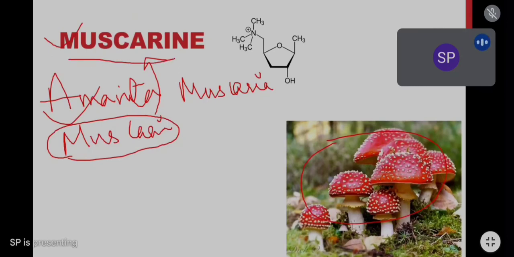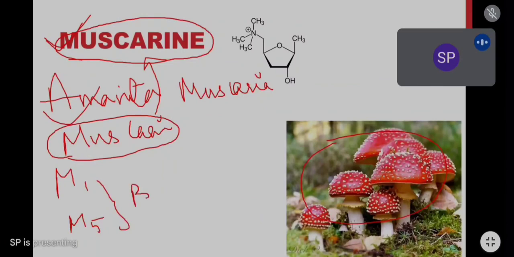We already know, muscarin is specifically stimulating muscarinic receptors, right? We have M1 to M5. All these muscarinic receptors will be activated. And this muscarin can cross the blood-brain barrier. Remember, this is a very important point. Not acetylcholine. Acetylcholine is not entering the blood-brain barrier, but muscarin is entering the blood-brain barrier.